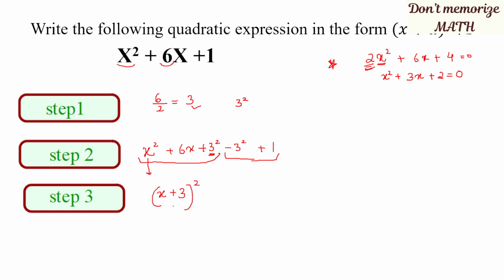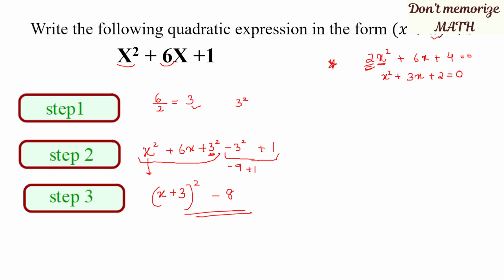I will tell you how we got this. Okay, so for the first 3 terms, we got x plus 3 whole square. Then this part, minus 3 square plus 1. Minus 3 square is minus 9 plus 1. Minus 9 plus 1 is minus 8. So this is the answer, x plus 3 whole square minus 8.